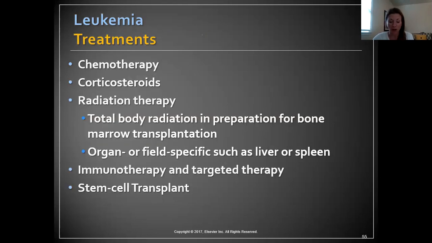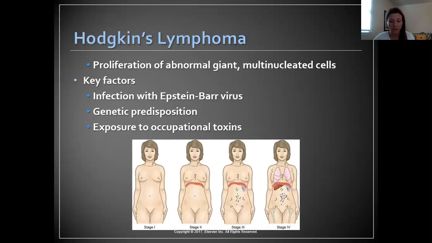Treatment includes chemotherapy as the mainstay, and the goal is to attain remission. Prognosis is directly related to the ability to maintain remission, and prognosis becomes more unfavorable with each relapse. Other treatments include corticosteroids, radiation therapy, immunotherapy, targeted therapy, and stem cell transplant.